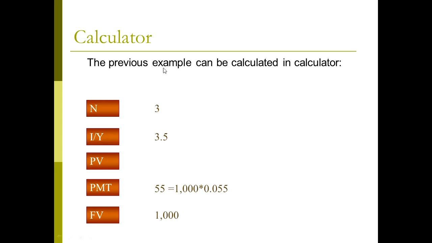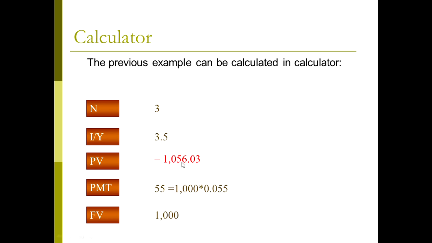If you want to use the calculator to calculate the bond price, this is what we do. Number of periods, 3 years. Yield, 3.5%. Again, we drop the percentage sign in the calculator input. Payment, each year, $1,000 times 5.5%, $55. Future value, or the face value that will be paid at the end of the maturity, $1,000. Compute.